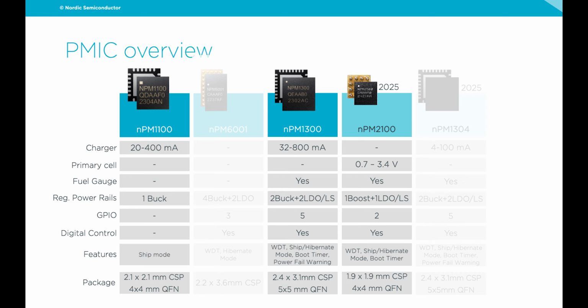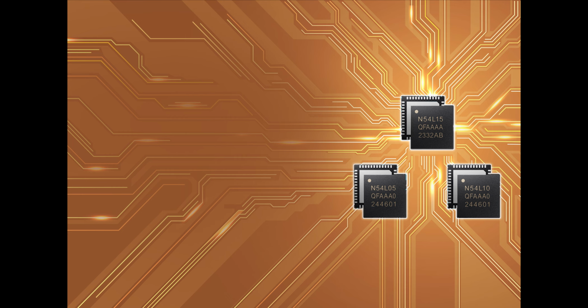So that's completely fine for most applications. If you want all the nice system management features that I talked about, the NPM1300 would be a good choice. And if you have non-rechargeable batteries, so if you're running on primary cells, the NPM2100 is a really good option that you should take a look at. Okay, and with that, let's get over to the nRF54L15 or the nRF54L series.